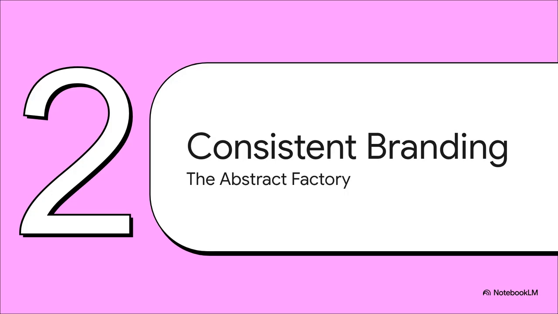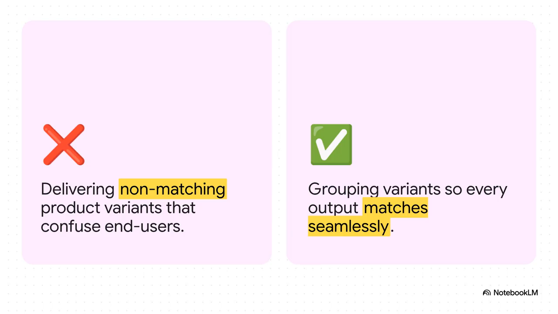Moving on to Section 2, Consistent Branding, featuring the abstract factory. We all know inconsistency is a massive problem. Have you ever launched a campaign or shipped a product where the components just didn't match? The inefficient way delivers these clashing variants that confuse and, frankly, anger your end users. But the abstract factory pattern solves this beautifully. It groups variants together. It basically guarantees that every output your business produces matches the exact same family style, completely seamlessly.